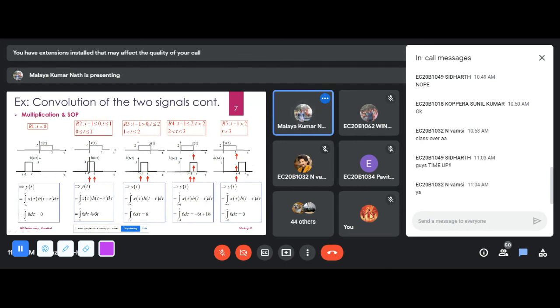So now during region R3, that is 1 is less than t is less than or equal to 2, there will be complete overlapping. If this edge is called your t, this region will become equal to t minus 1.